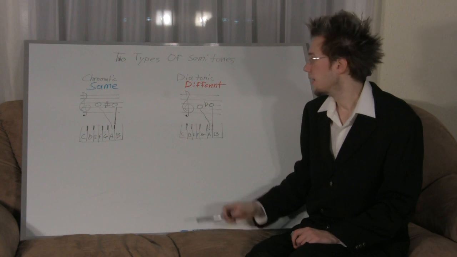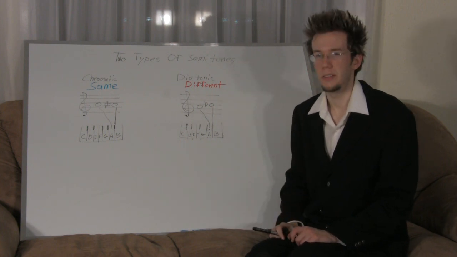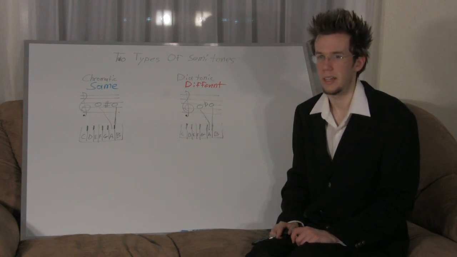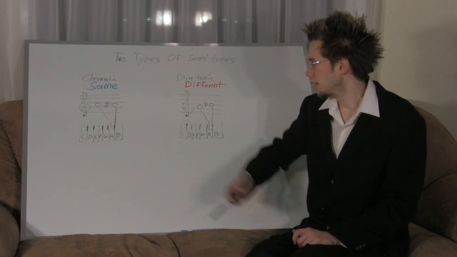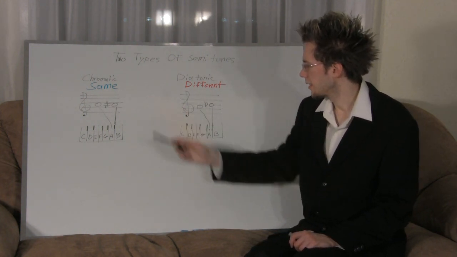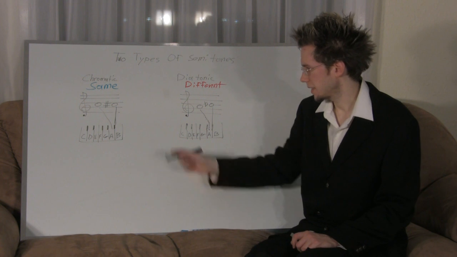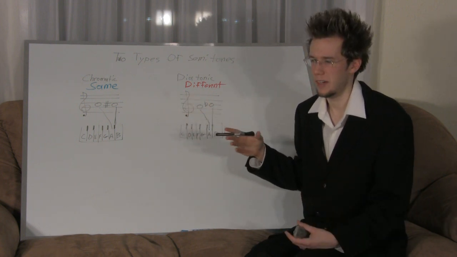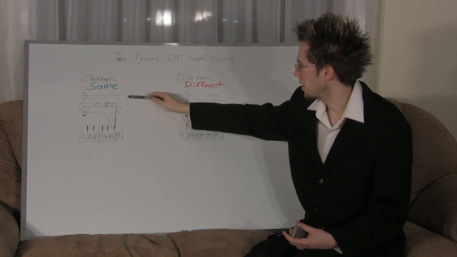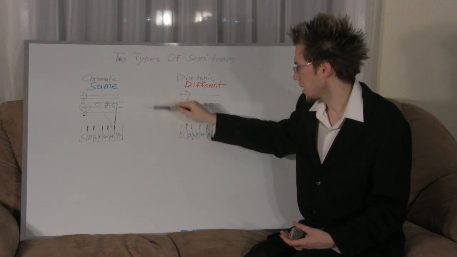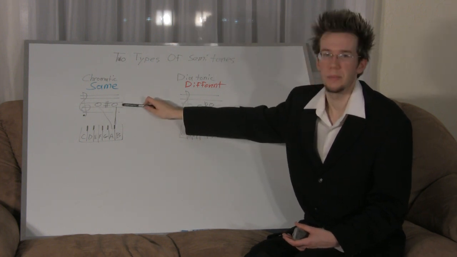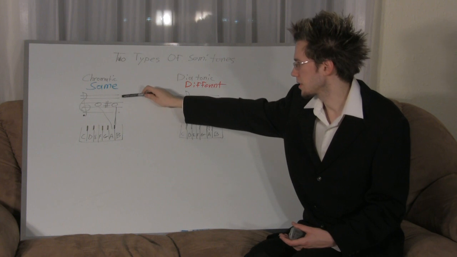Now, the types that you're going to have to use are always changing. Well, basically, I guess I'm going ahead of myself now. But basically what you have to do, with chromatic and diatonic, is just look: is it on the same note, or is it on the same space or the same line?